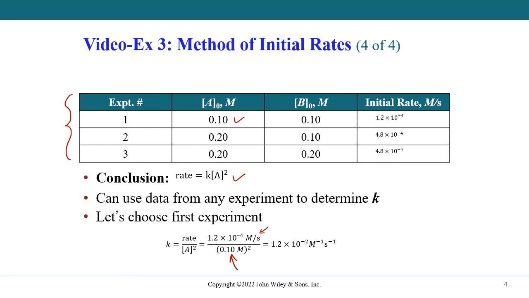So here we have molar per second at the top over here, and here we have molar squared. So the units end up as molar to the minus 1 seconds to the minus 1.